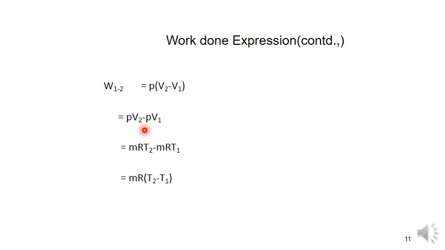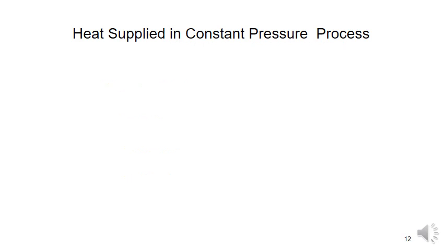We know the characteristic gas equation PV is equal to MRT, but here it is PV2. Here only the pressure is constant, so as volume increases, temperature increases. PV2 is equal to MRT2 and PV1 is equal to MRT1. So MR bracket open T2 minus T1. So work done can be written as W is equal to P (V2 minus V1) is equal to MR (T2 minus T1).